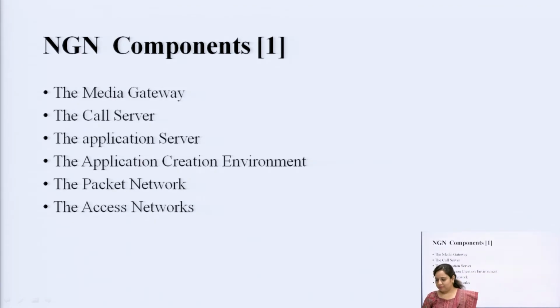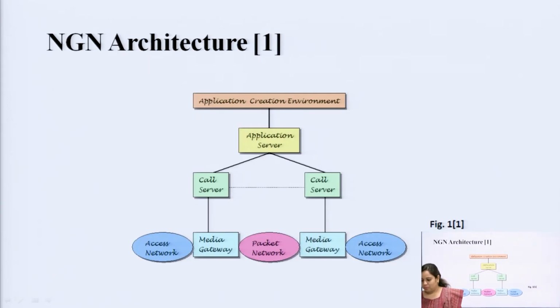Now, next are the different types of NGN components that make up an NGN architecture. In this case, it is a media gateway, the call server, then the application server, application creation environment, packet network, access network. So, these are some of the networks, gateways or servers related to the NGN components, that is, the next generation network.